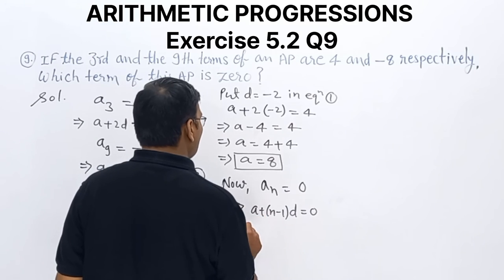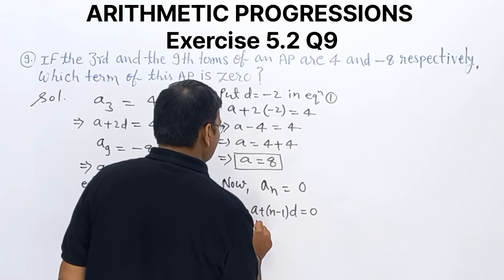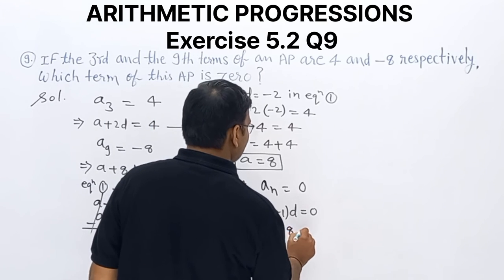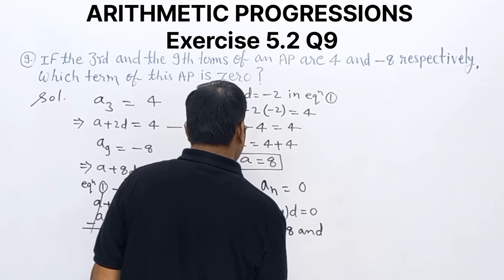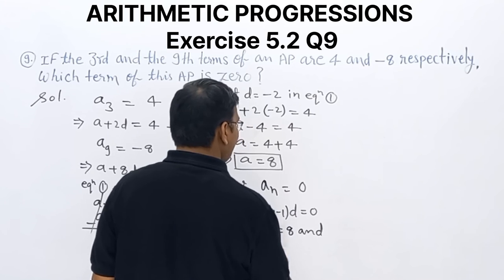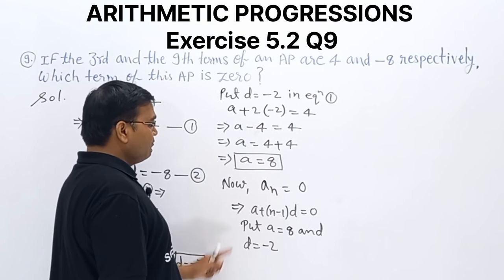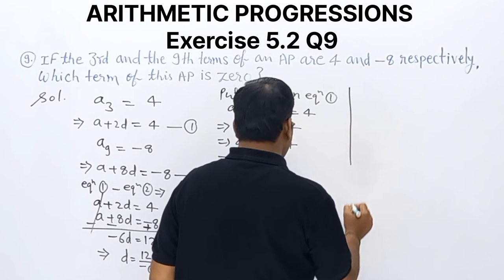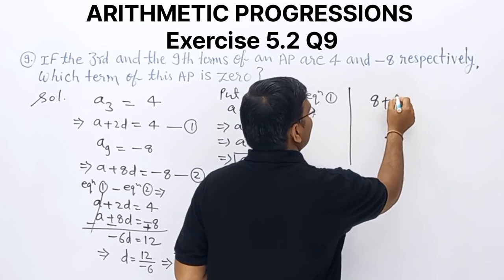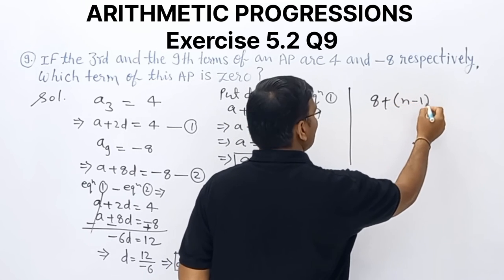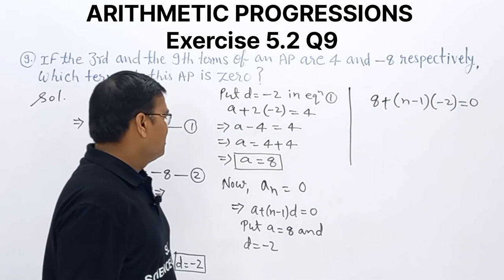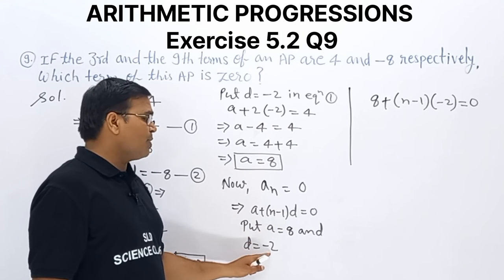So put the values of a and d. Put a equal to 8 and d equal to -2. Then what are we getting? Observe. A is 8, plus n minus 1 into d. D is -2, equal to 0. Simple thing. We are putting a equal to 8 and d equal to -2 in this equation.